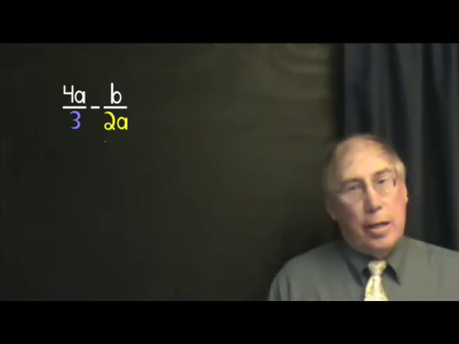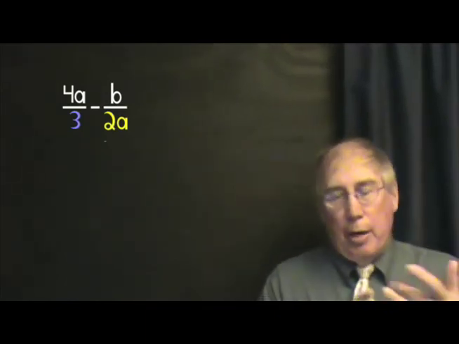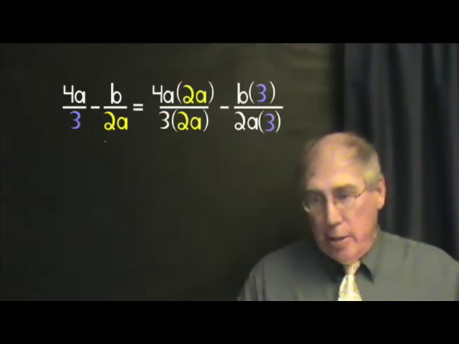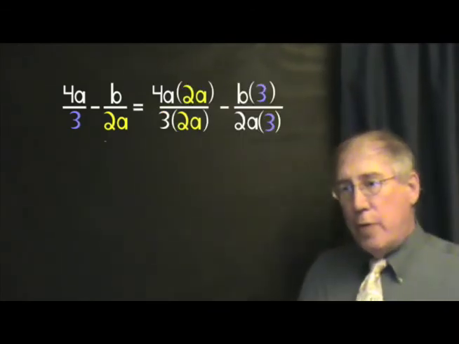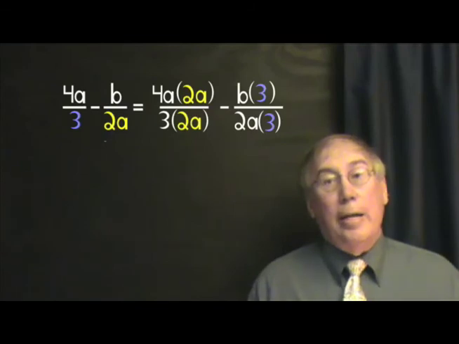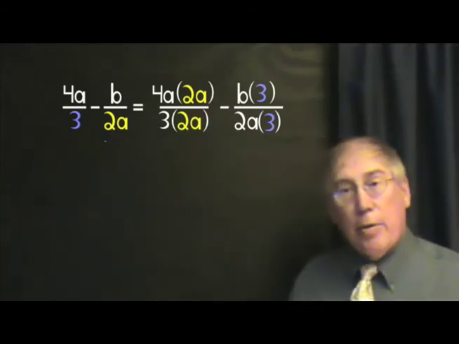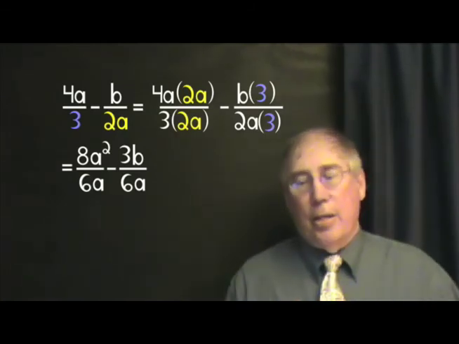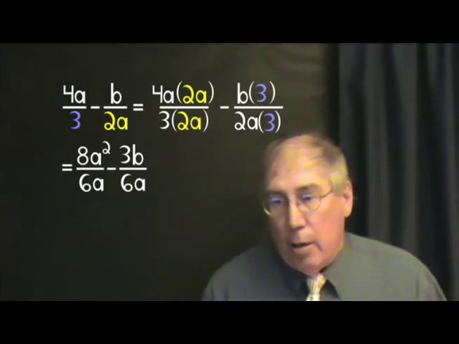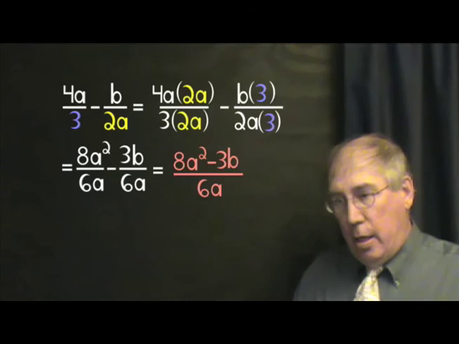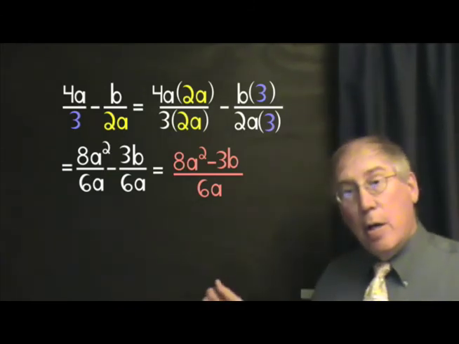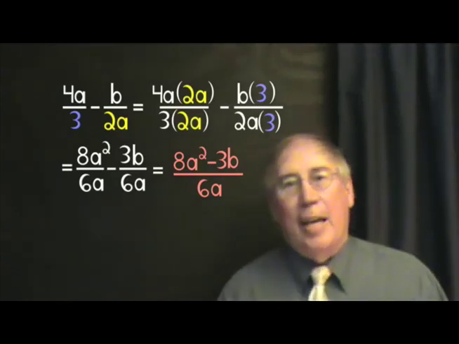In this case here, we get the denominators the same. We have to have factors of 3, 2, and a in the denominators to get the denominators the same. So in the first fraction, we can multiply 2a times the numerator and denominator, and in the second one, we can multiply 3 times the numerator and denominator. So 6a is our common denominator. Now, our numerators are unlike terms, so we can't combine them. So we get 8a squared minus 3b over 6a.